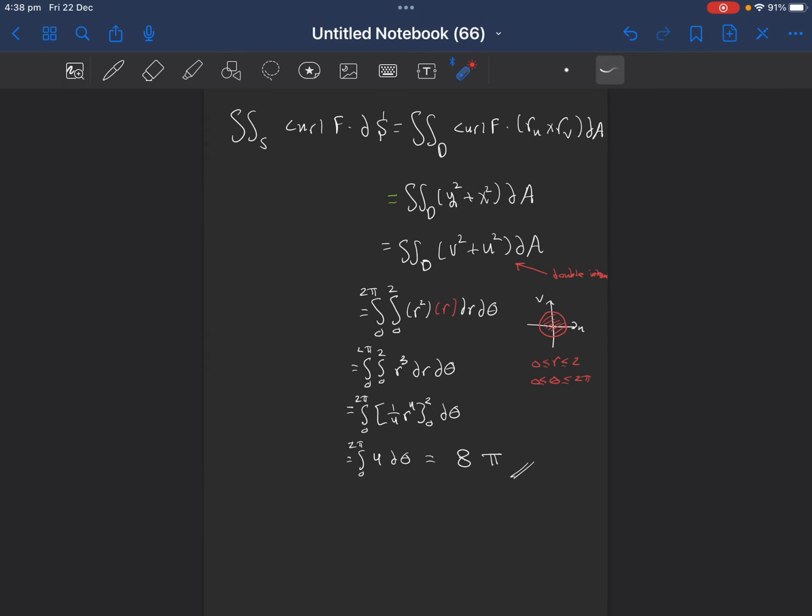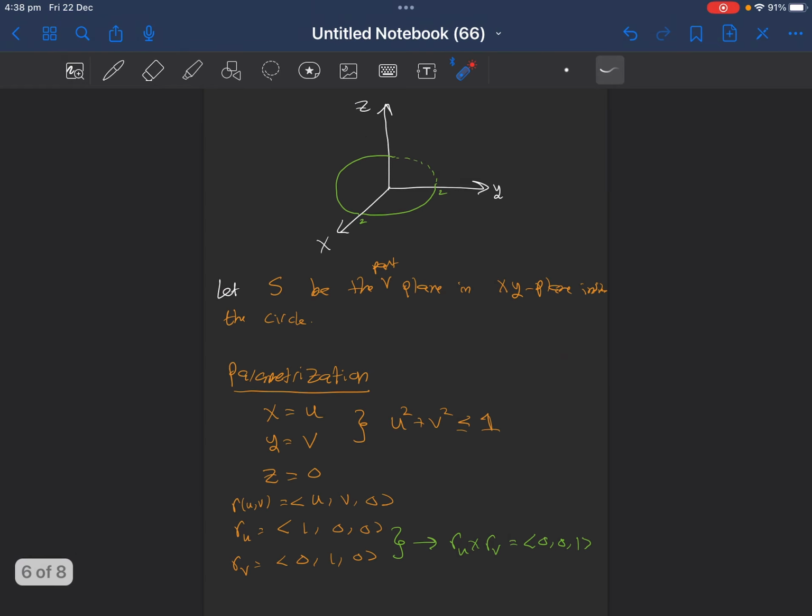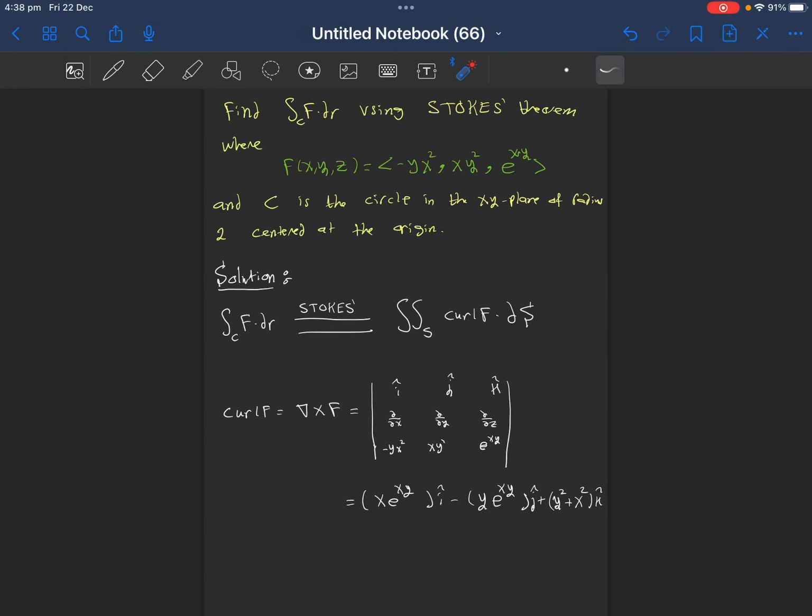Please, in part 3, which is the most important one, because in part 3 we'll use Stokes' theorem again, but we will find this one separately, independently, and we'll find this one independently, and we will verify that the two answers are the same. So please stay tuned to part 3.